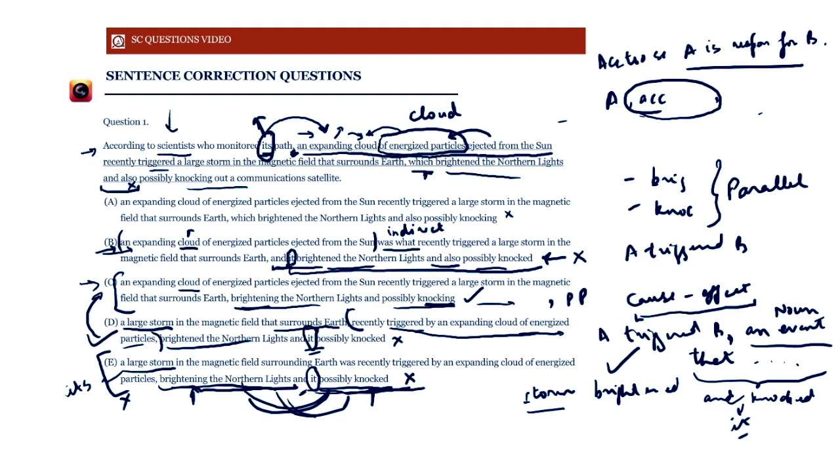But then when the main intent of the main clause becomes that it is telling us that this large storm was recently triggered, right? Then we cannot say, according to scientists who monitored its path, right? Then we have to talk about what the large storm did after it was triggered, because that is what the scientists were monitoring. They were not monitoring the event of the trigger, right? So that is why option E doesn't really work out accuracy wise either. So in any case, as we said, C is the best option over here, and that is the answer.